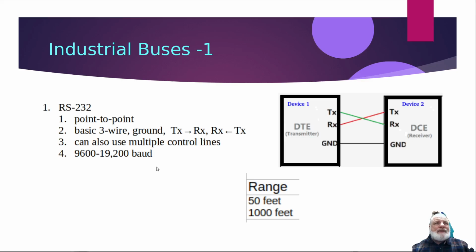Now, this type of data is very simple, but it's not real fast, okay? A lot of times it just runs at 9600 baud, which is very slow, so a very little amount of data can be transmitted in a short amount of time. So it's not extremely fast, but it is very simple. And the base range is good for 50 feet, but given certain conditions, you can actually get it to go 1,000 feet. So some pretty good range.